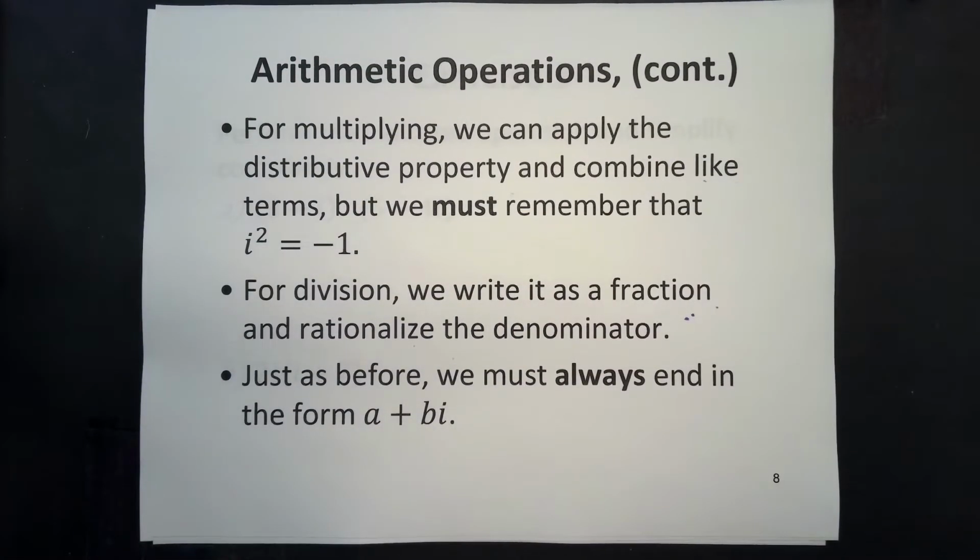For multiplying, we can apply the distributive property and combine like terms, but we must remember that i squared equals negative 1. For division, we write it as a fraction and rationalize the denominator. Just as before, we must always end in the form a plus bi.